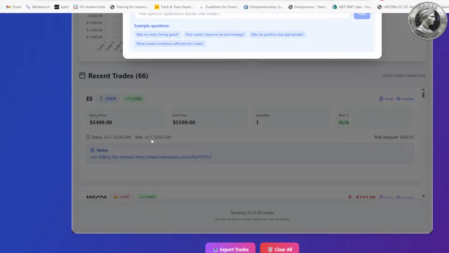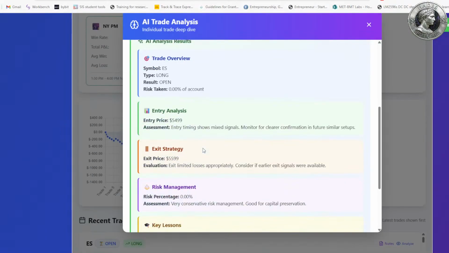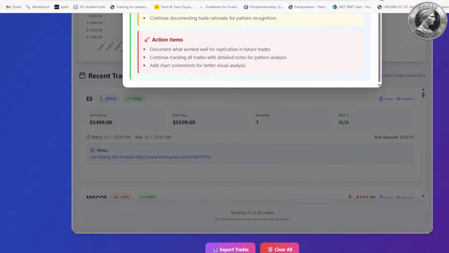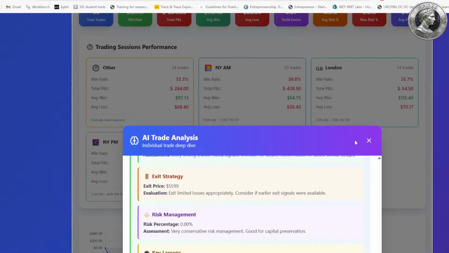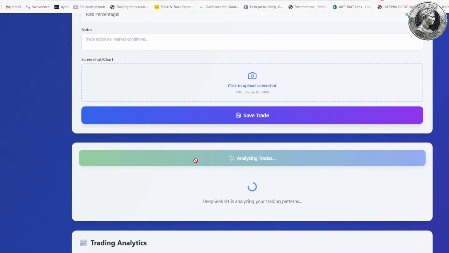Oh boy, I'll put 7th of July, so it's in the future. I did the same mistake earlier, but basically now you have your notes here and you have the screenshot, and here you have a basic analysis of this. This is just basic stuff that it prompts you, but you can analyze all your trades with this one.